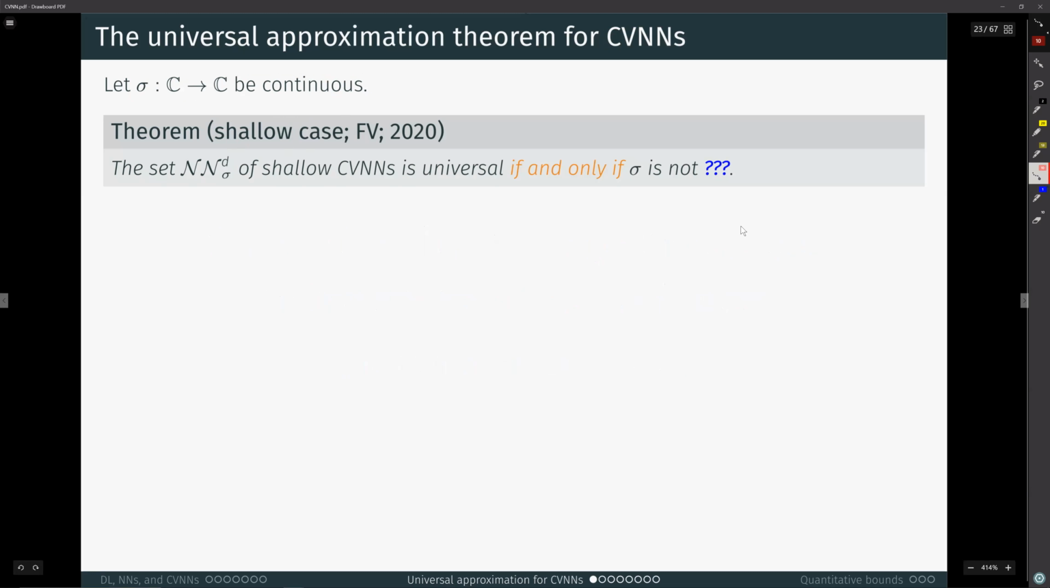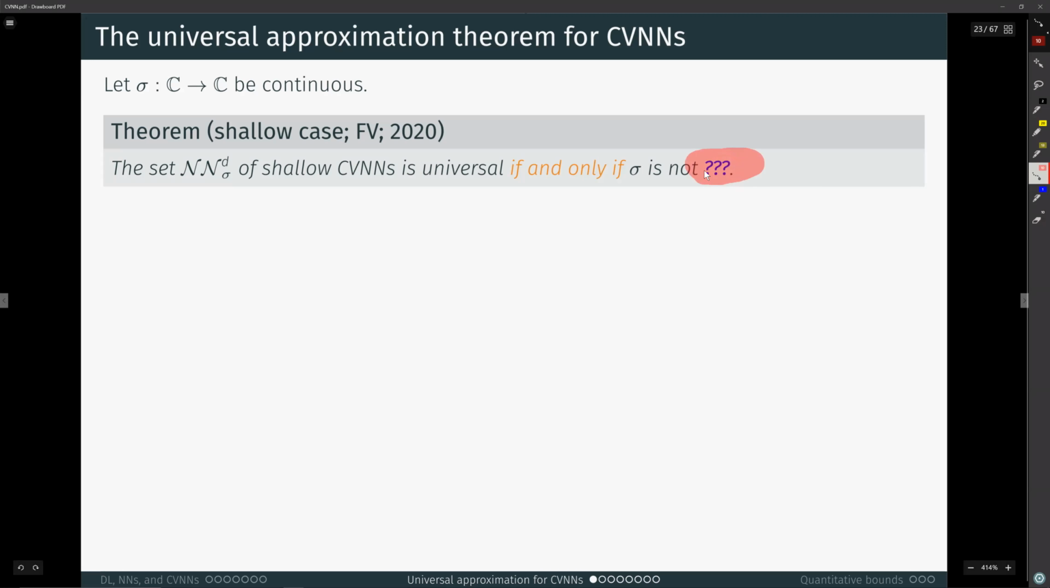As in the real case, there we could understand that if, for example, the activation function is a polynomial, then we have problems. And here there's something similar. If you have a polynomial, then you will also have problems. But even more, if you have any holomorphic activation function, then the whole network will always also compute a holomorphic function. And you know that the locally uniform limit of holomorphic functions is again holomorphic. So if your activation function is holomorphic, you will not be able to get universality. So one might guess that the answer is sigma should not be holomorphic. This is not quite correct, however.